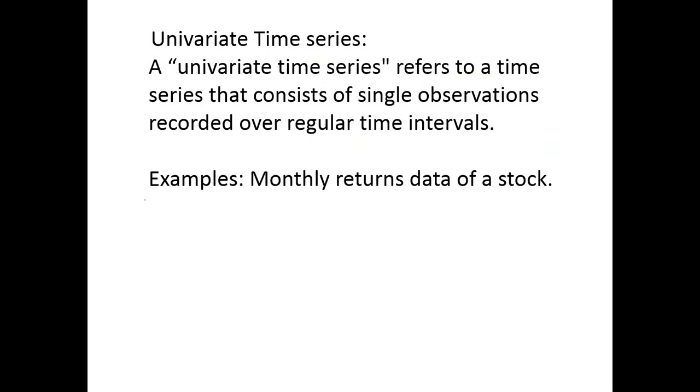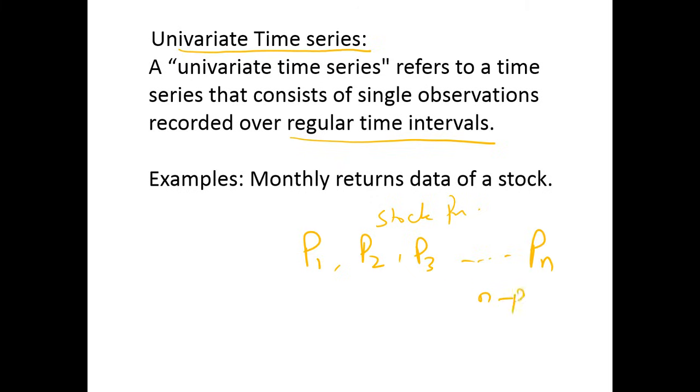So univariate time series is something that I've already told you. Univariate time series are a type of series where you only have a single observation recorded over regular time intervals, right? Like we said, stock price in period 1, stock price in period 2, period 3, and up to period n, where there are n periods. And you do not have any other variable, only stock price or only stock returns, one of these variables.